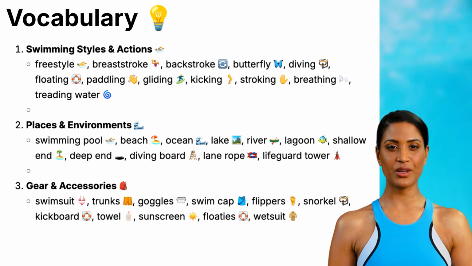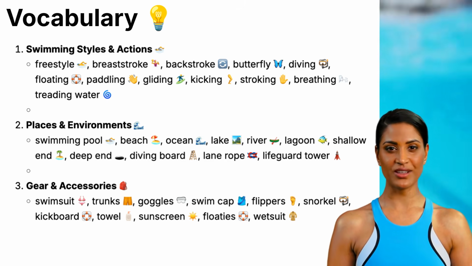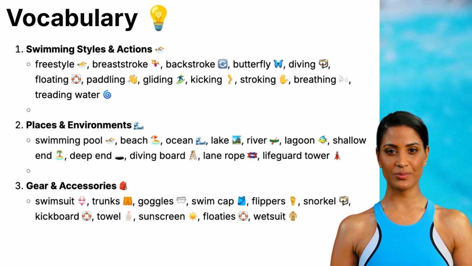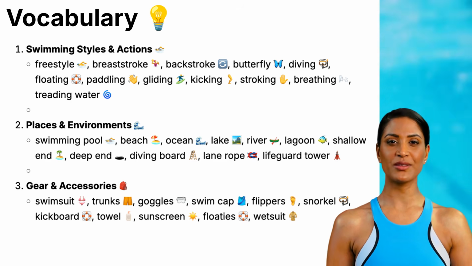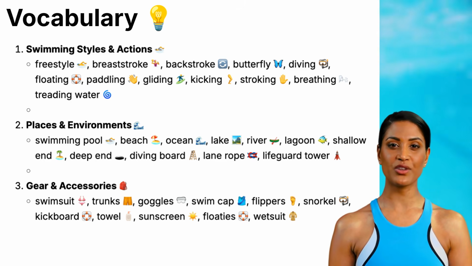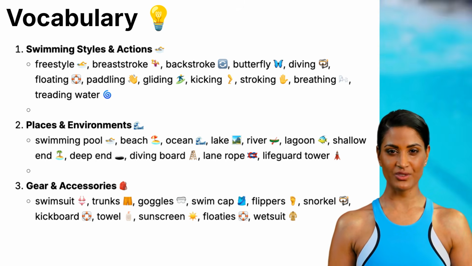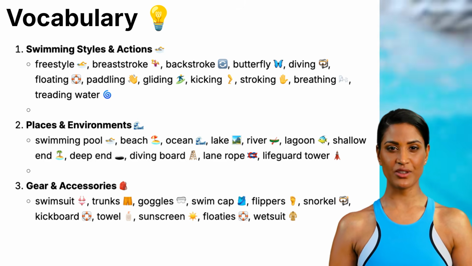Shallow end. The part of a pool or water area that is not very deep. Deep end. The part of a pool or water area that is much deeper. Diving board. A platform or springboard used for diving into the water. Lane rope. A floating rope in a pool that separates swimming lanes. Lifeguard tower. A raised structure where a lifeguard watches over swimmers.